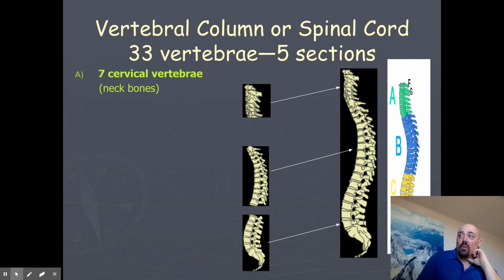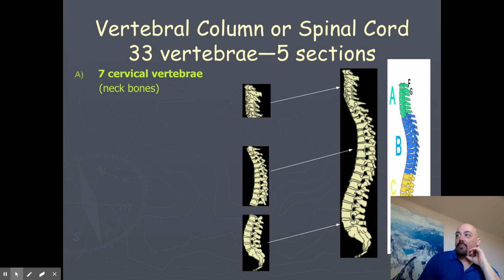Now we also have special names for the first 2, atlas and axis. So the first vertebra, C1, is also called atlas. The reason why is that's the Greek god that holds up the world. If you've ever seen the statues of him holding up the world, his name is Atlas. And the same thing, our spinal column is holding up our skull, which is the whole world, right? Everything happens in our brain.